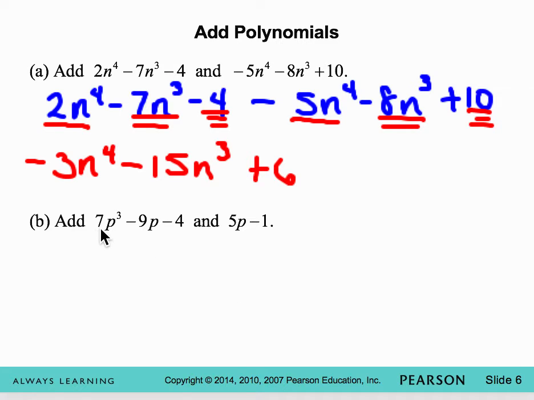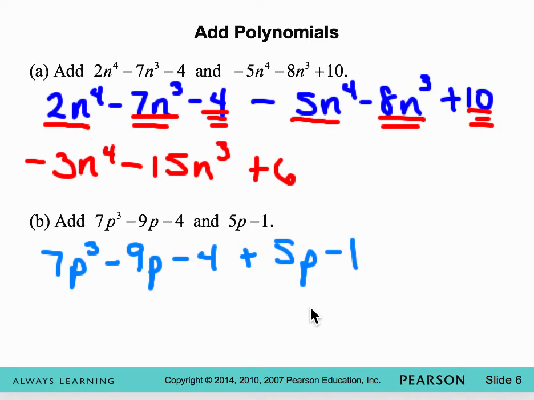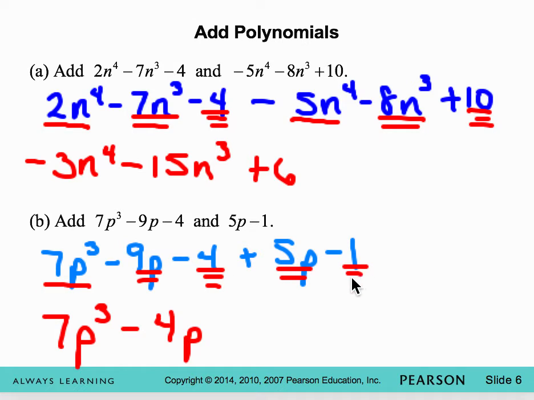Okay, now it wants me to add this trinomial and this binomial. So 7p cubed minus 9p minus 4. And then I'm going to add 5p minus 1. Okay. There's not another p cubed term, but there is another p. So -9 plus 5, that's -4 of those p's. Here's a constant, -4 minus 1 is -5, and I've used every term.